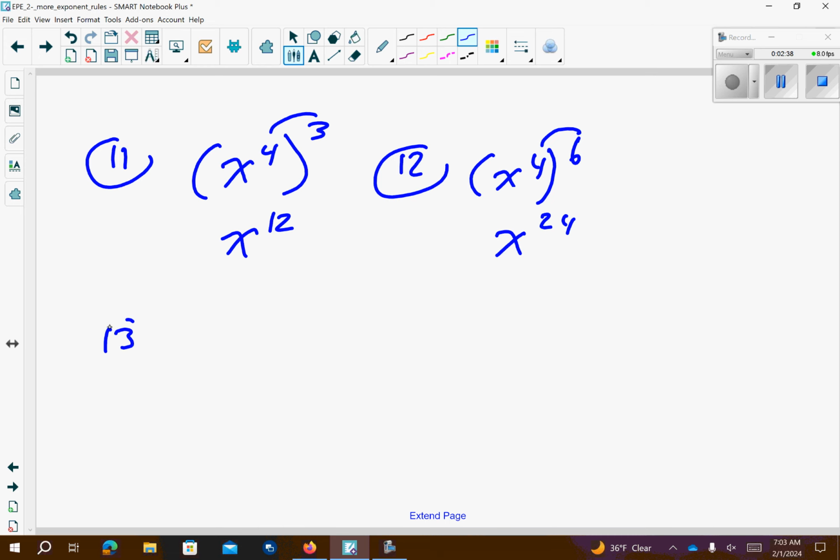Number 13, I get y to the negative 2 to the negative 3. Negative times negative is positive. 2 times 3 is 6, so it's just y to the 6th.